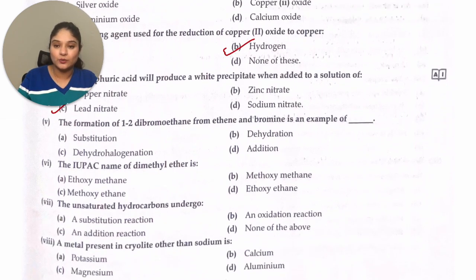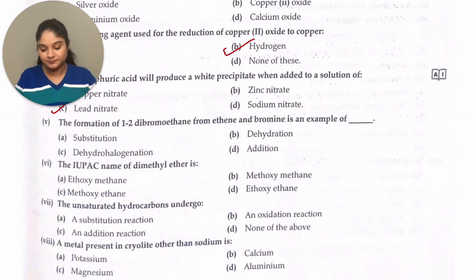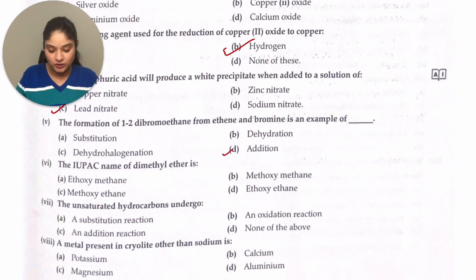Moving on to the next question. The formation of 1,2-dibromoethane from ethene and bromine is an example of what? It is an example of addition reaction, because what happens in addition reaction is that the bond breaks and an additional compound gets added there. Let me make the equation and show you.